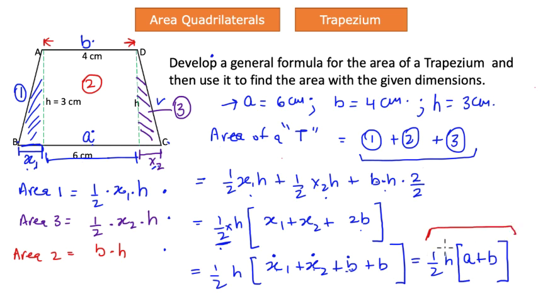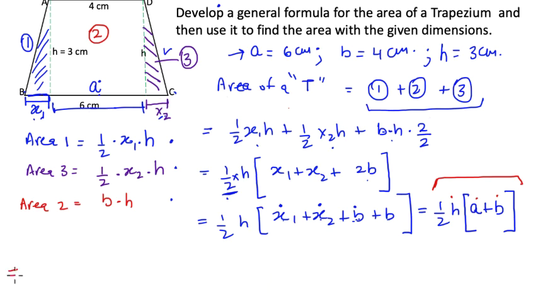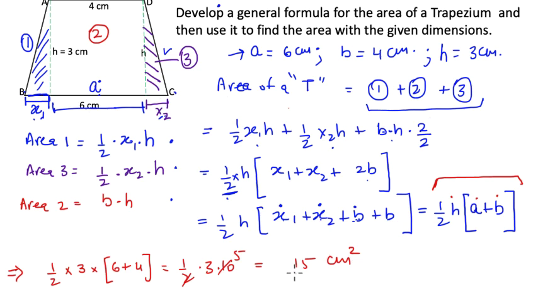Now you have all the dimensions, and you can simply plug them in and calculate the area. So my computed area for this shape will be 1/2 times h, which is 3 centimeters, times dimension A, which is 6 centimeters, plus dimension B, which is 4 centimeters. So 1/2 times 3 times 10: 2 cancels 10, it becomes 5, and it is 15 centimeters squared.